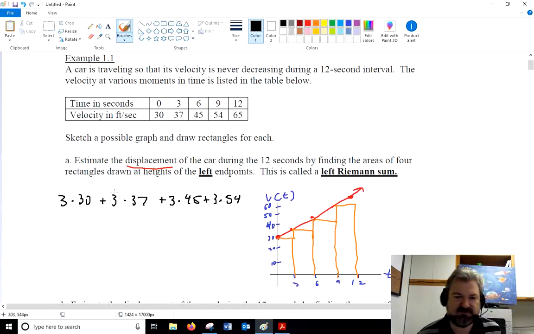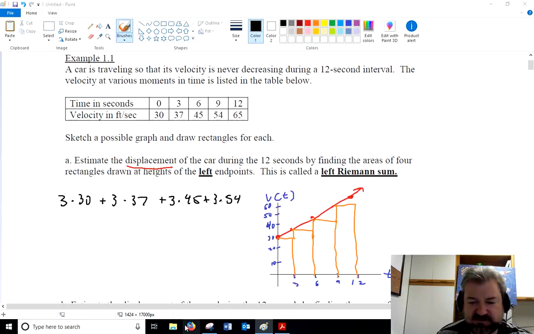Now, does it make sense that this would be a displacement? Well, 3 is the change in time, right? That's seconds. And then I'm multiplying it by 30 feet per second. So the units are seconds times feet over seconds. The seconds will cancel out, leaving me with just feet. We're just assuming that for those 3 seconds, the car was traveling exactly 30 feet per second. 30 feet per second for 3 seconds, that's 90 feet, right?